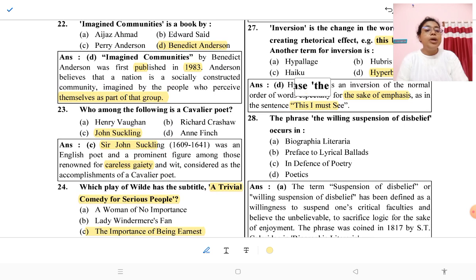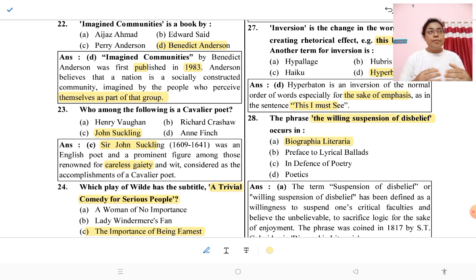The phrase the willing suspension of disbelief occurs in Biographia Literaria. So what is willing suspension of disbelief? As per Coleridge, he said that we readers, we audience, willingly believe the author's words, every single sentence, every single word.